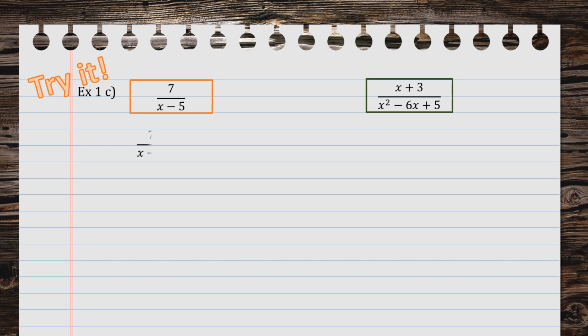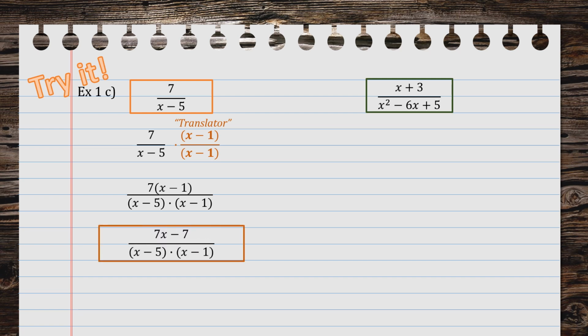For the first fraction, we saw that it could not factor, but the common denominator was x minus 5 and x minus 1. So in this case, the translator would have been x minus 1 over x minus 1. In the top, the numerator, you would have 7 times x minus 1, which when you distribute gives you 7x minus 7 all over the common denominator. Again, those are now equivalent fractions.